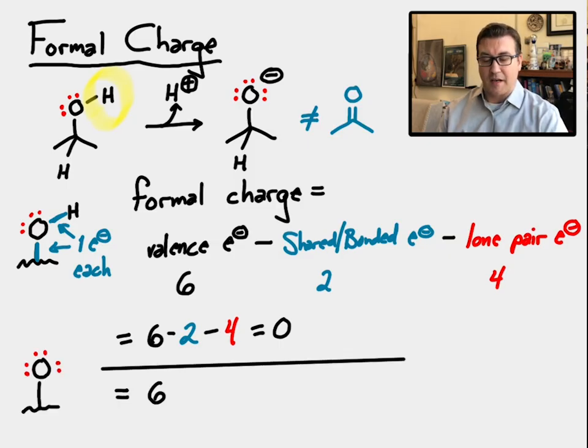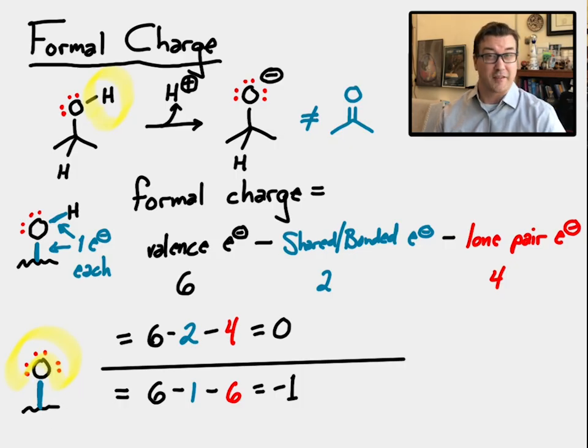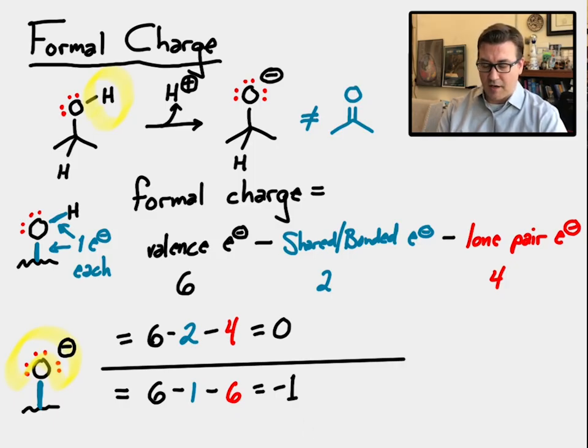If we now look at the compound up here on the right, how did we calculate that -1 formal charge? Well, again, you start with 6, because it's oxygen. You subtract 1 because there's 1 bond to it now. We've lost that bond to the proton. And then we subtract 6 because there are 6 electrons in lone pairs, so there are 3 pairs of electrons. That ends up equaling -1. So we draw on our negative charge on that anion.